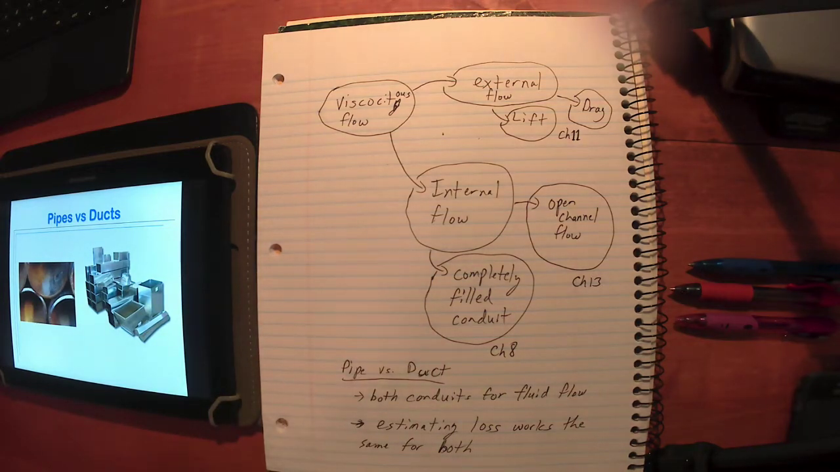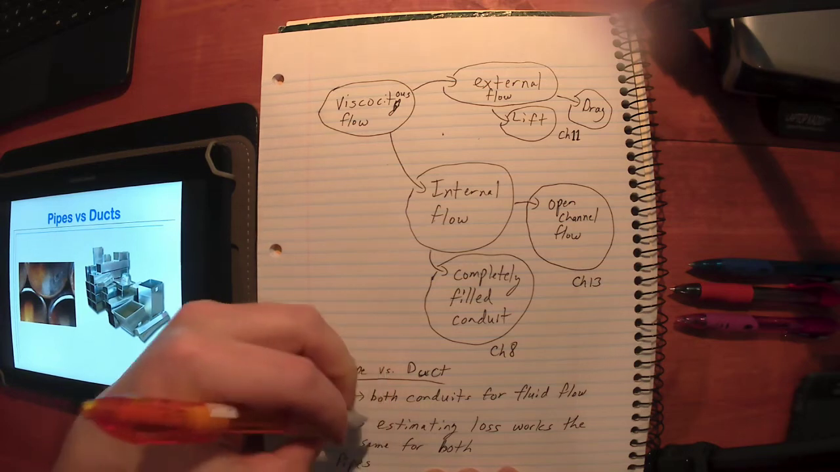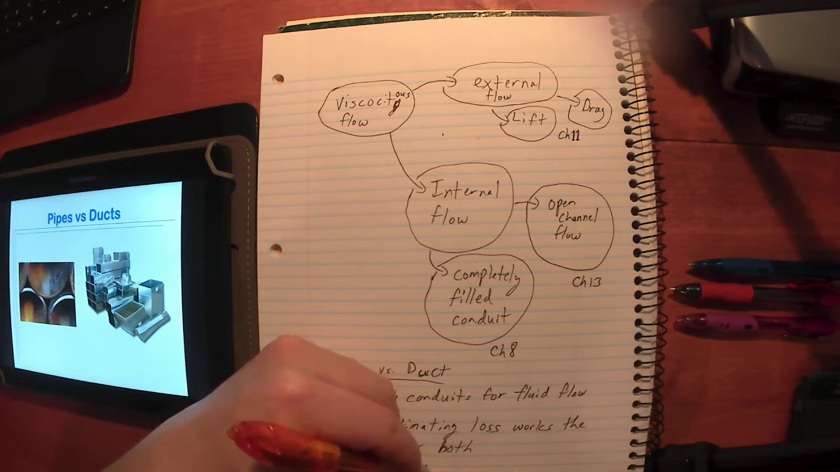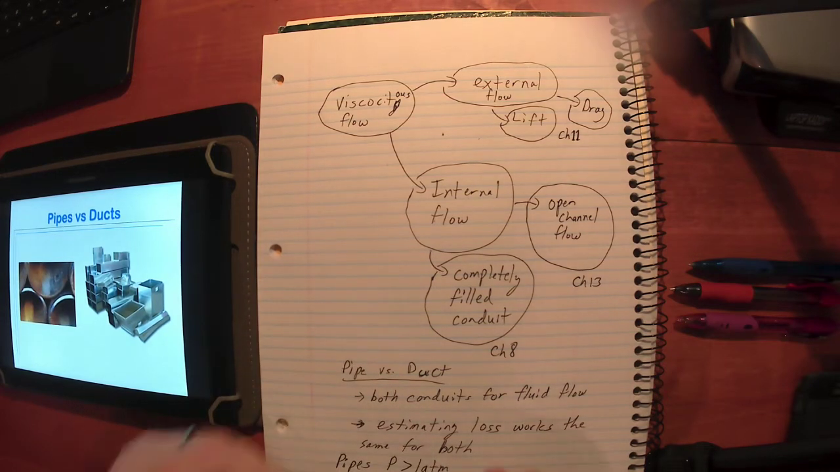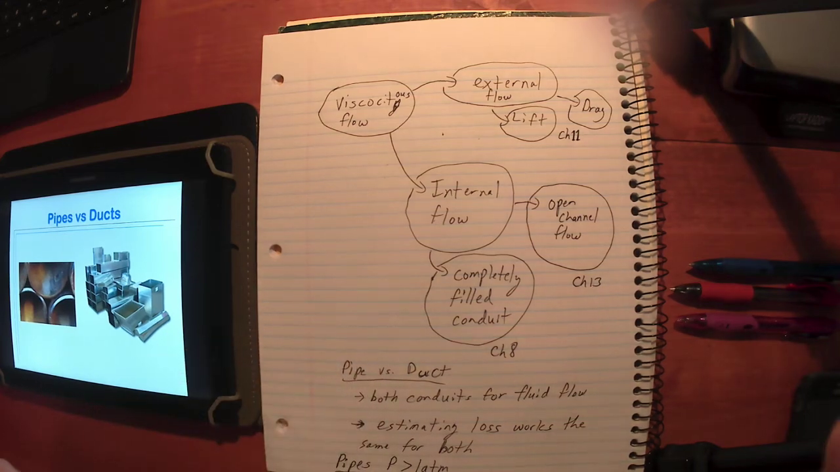Normally pipes are circular. Right? So normally for pipes, the pressure is normally greater than an atmosphere. For that reason, they've got to be circular, typically.